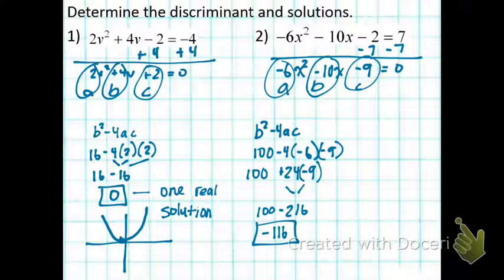So what this tells us, it's negative. So since it's a negative one, we know it's going to be in the square root sign. Whenever we have a negative square root, we're dealing with imaginary solutions. So we would say this one has two imaginary solutions.